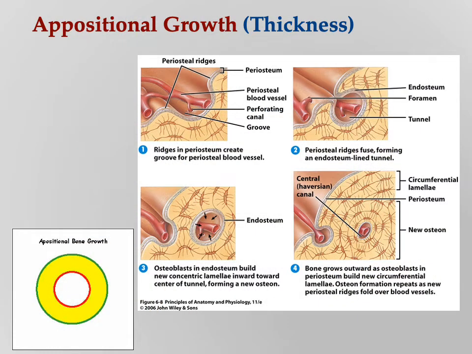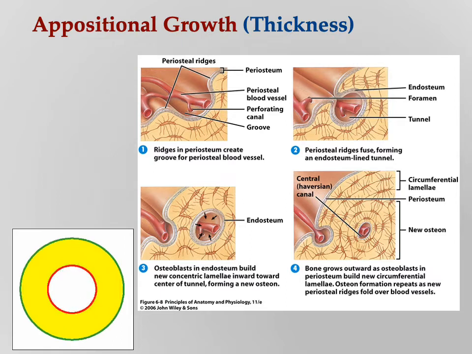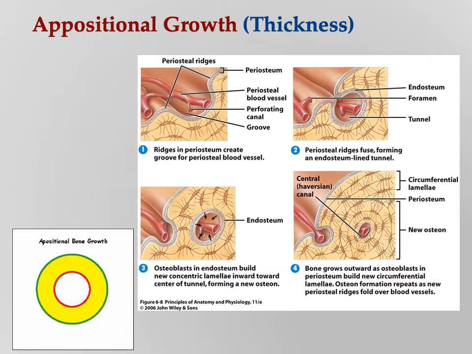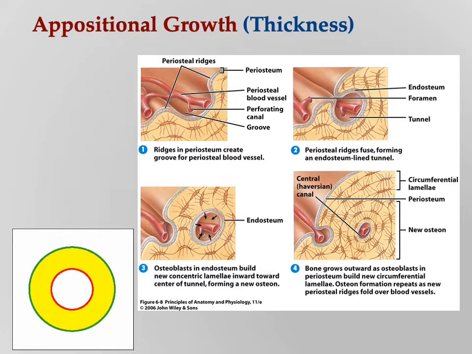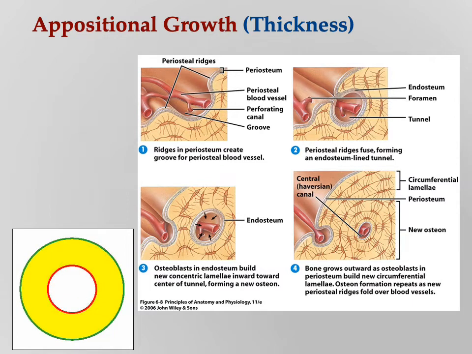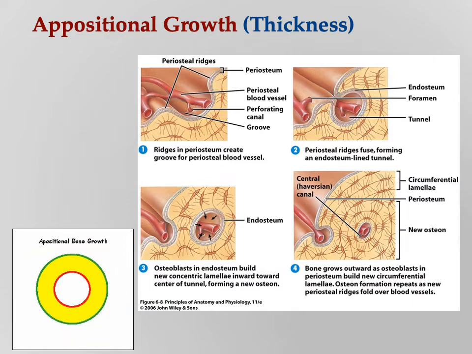So that was epiphyseal or interstitial growth. Let's look at appositional growth. Growth in thickness, growth in diameter. So in the lower left, you see a nice little graphic, an animated GIF, showing appositional bone growth. We see the inner shaft of the bone, we see the periosteum and the endosteum. So when bones grow in diameter, both of those have to grow. That's why there are osteogenic cells in both the endosteum and in the periosteum.